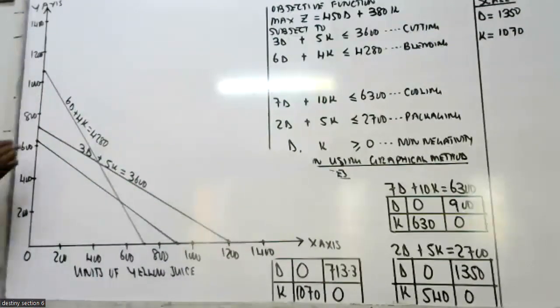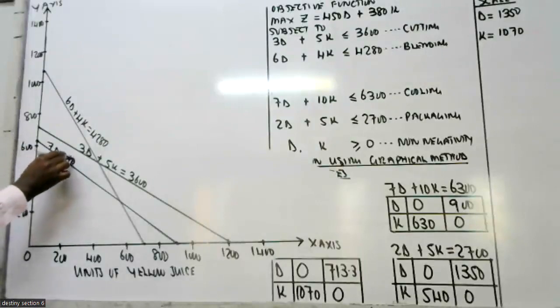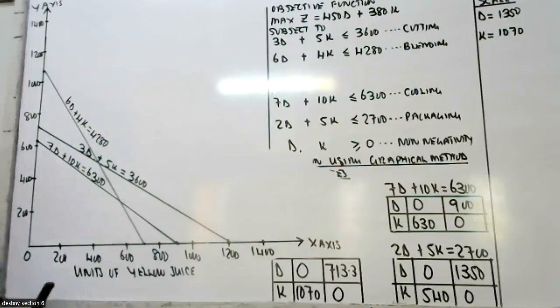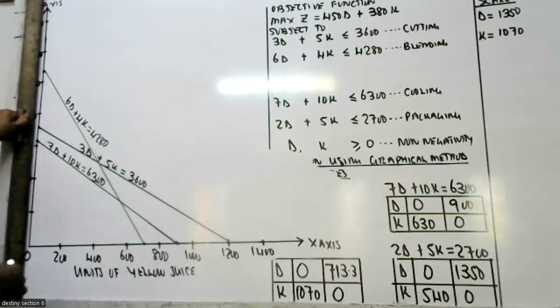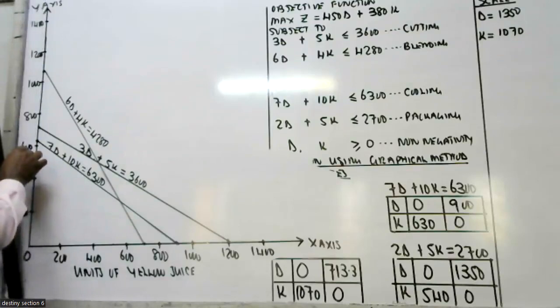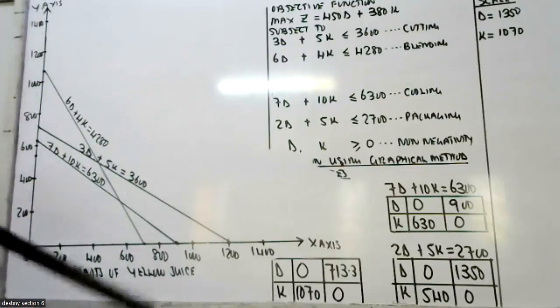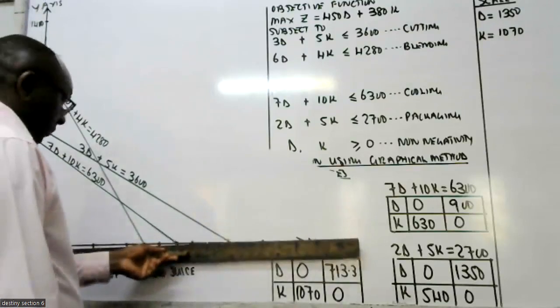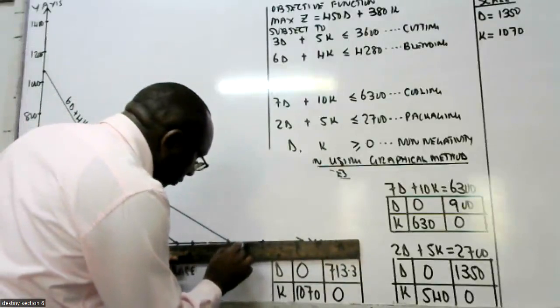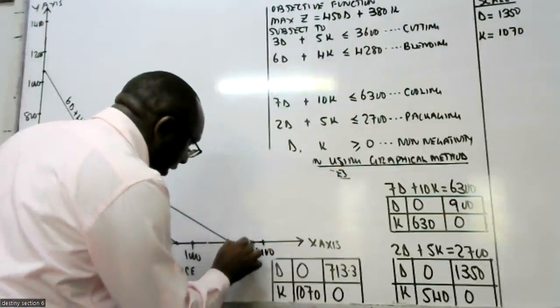So this is the equation of 7D plus 10K is equal to 6300. The last one is when K is 540. So 5 is here, 40 is here. 540. This other one is 1350. So 1300 is here. So 40, 50 somewhere here.